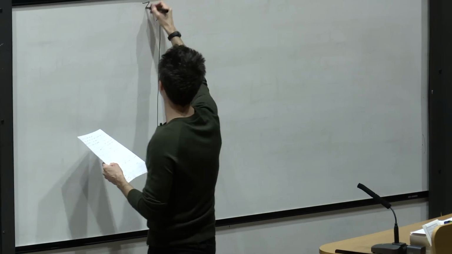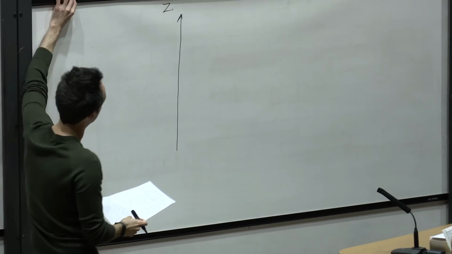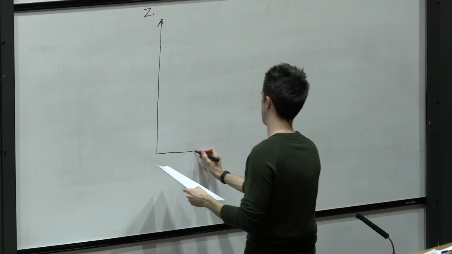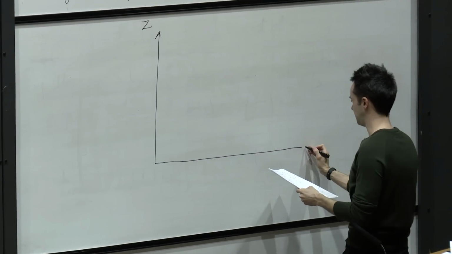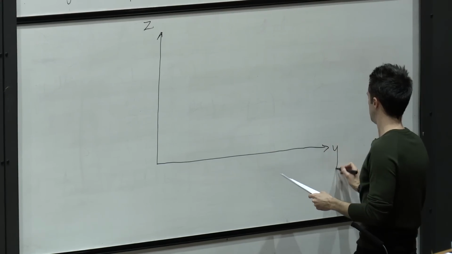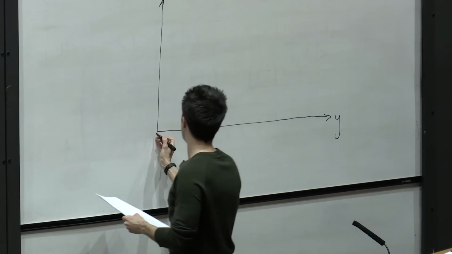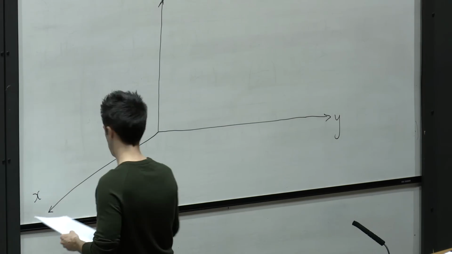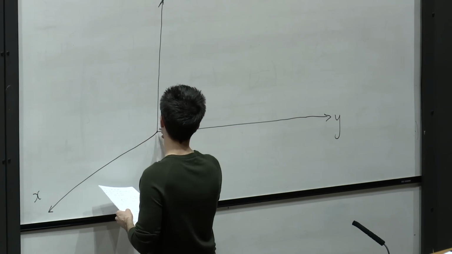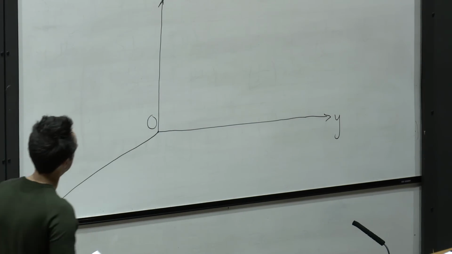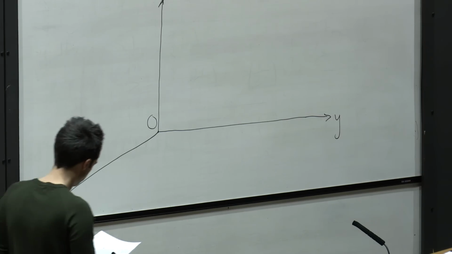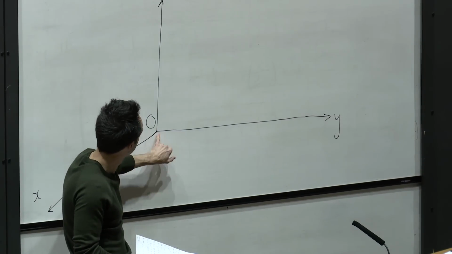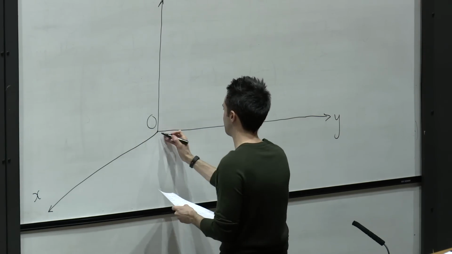So the Z-axis runs vertically up the board. That's the upwards direction. And then I'm going to draw the y-axis horizontally this way. That's y. And then the x-axis runs this way. And the axes intersect at the origin O. So this is the xy plane down here at z equals 0.